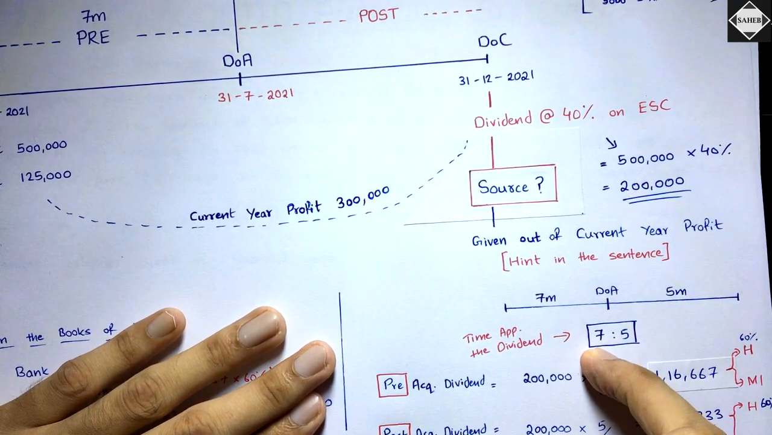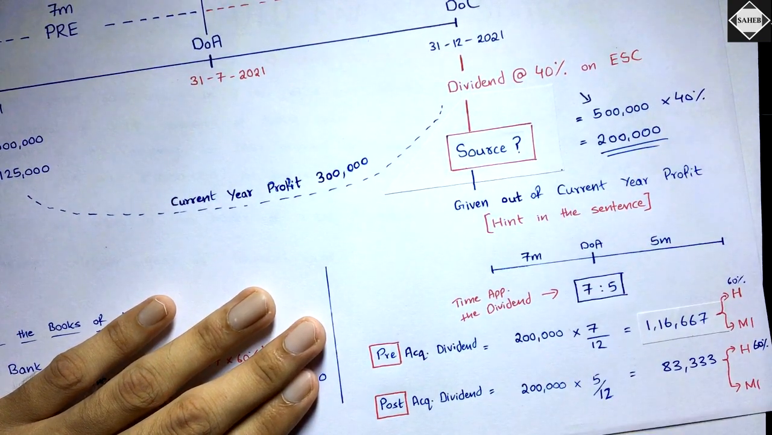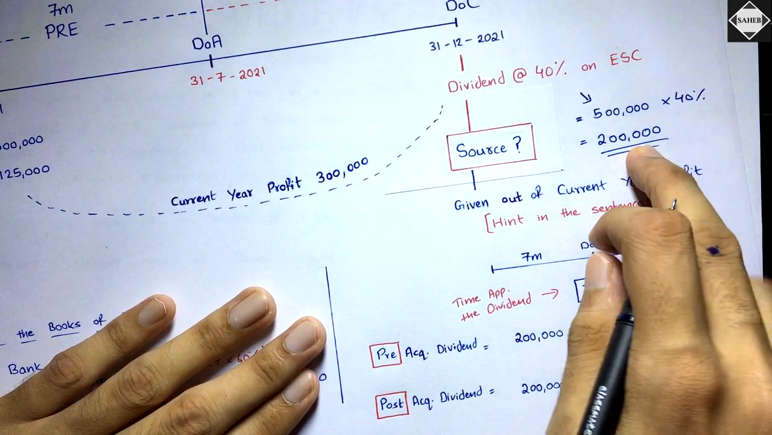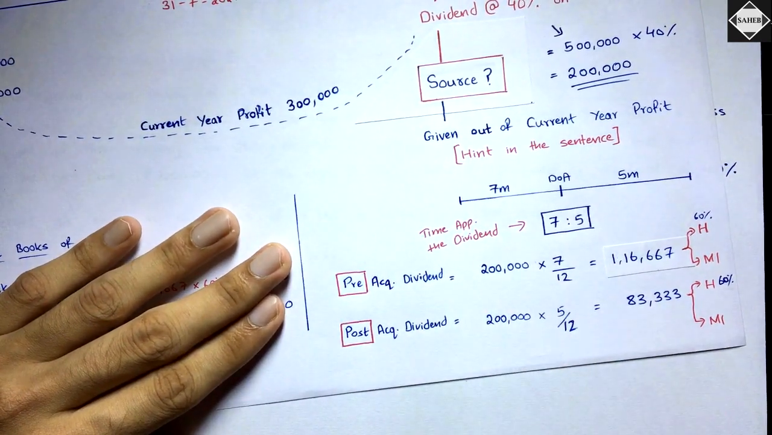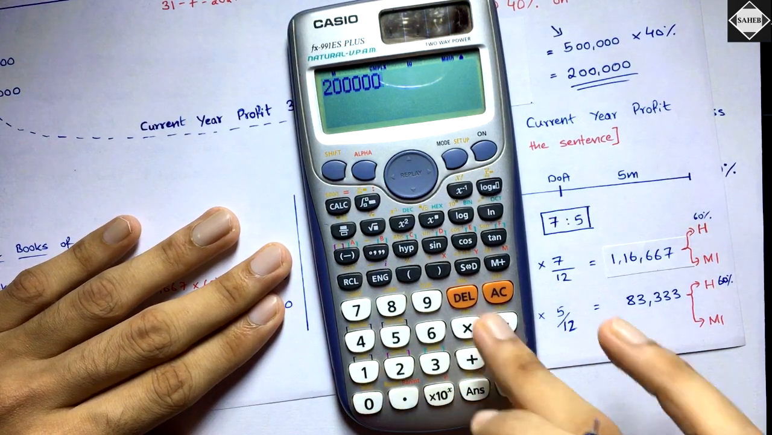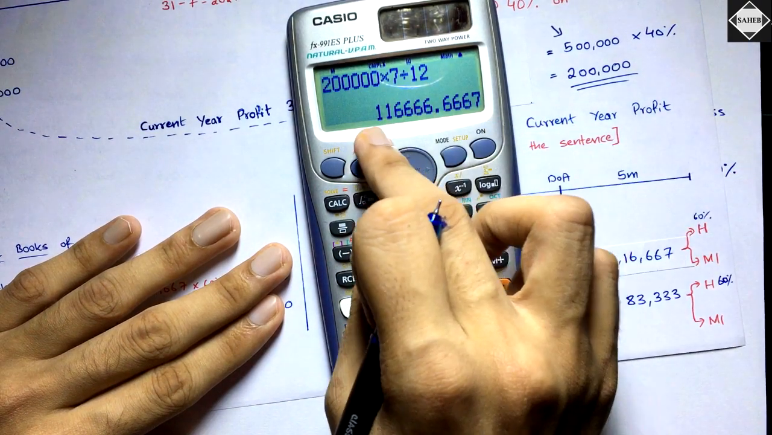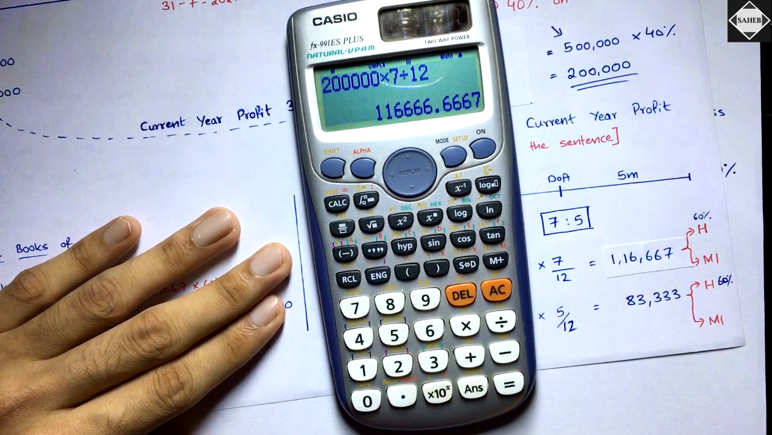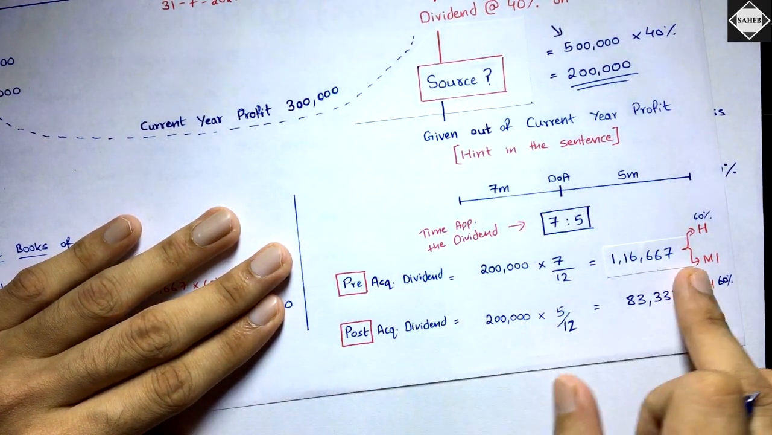And in this ratio, you will time apportion this 2 lakh. See here, the pre-acquisition dividend will be 2 lakh. Time apportion the dividend: 2 lakh into 7 divided by 12, that's equal to 1,16,667. That would be the pre-acquisition dividend.